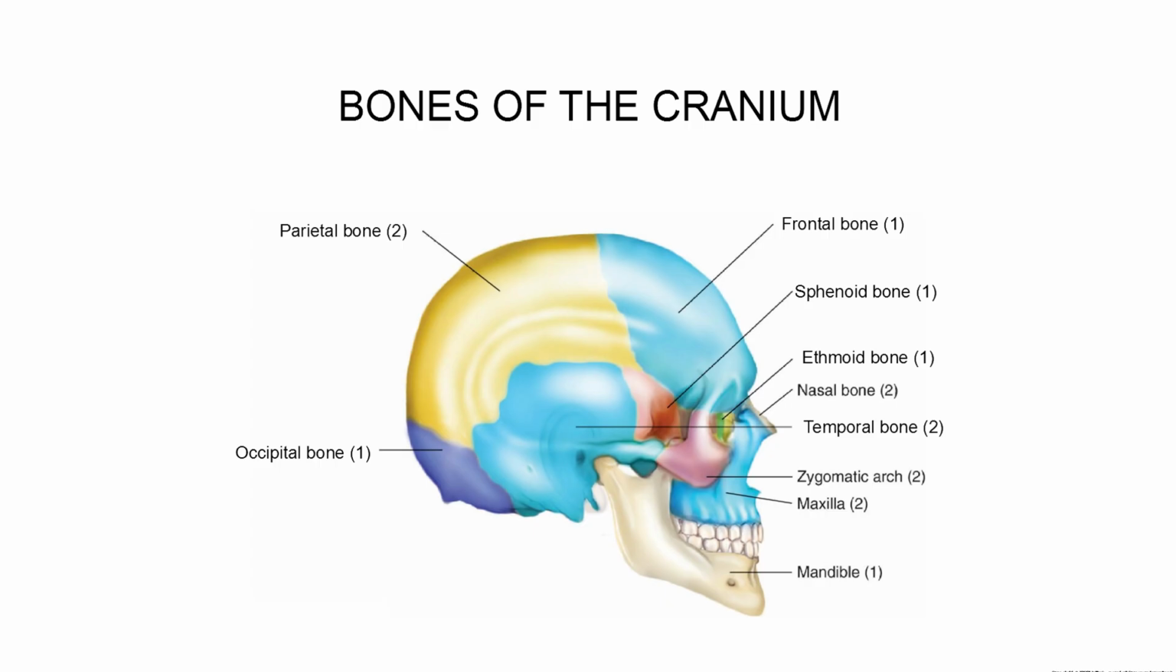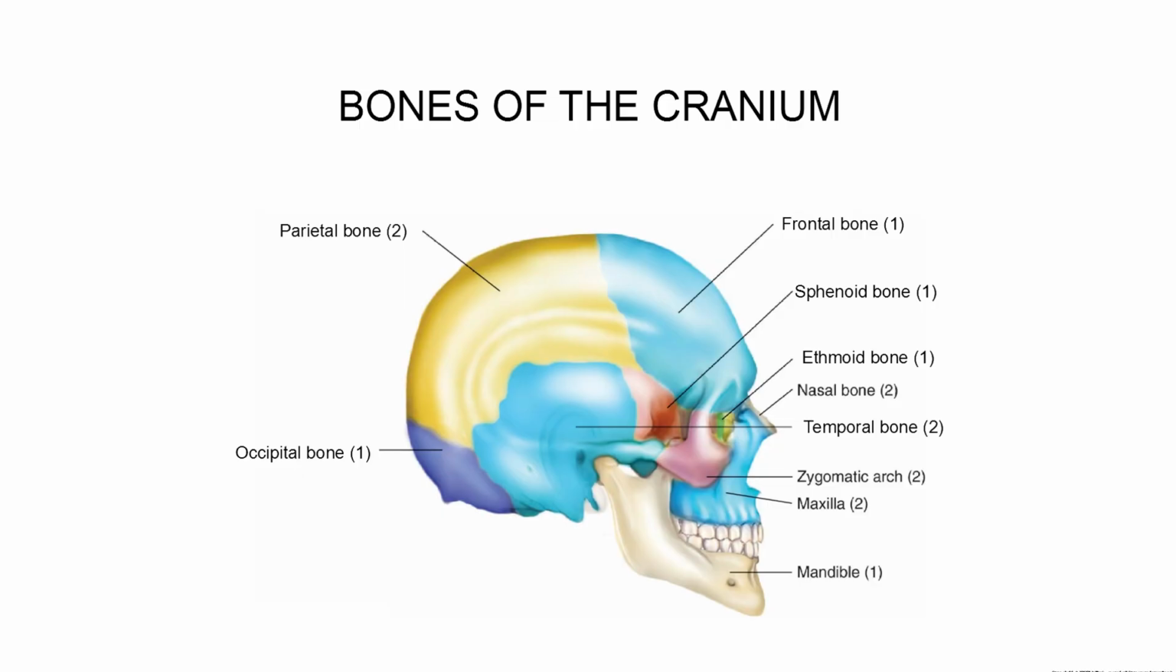Then we have the temporal bone. So whenever you hear us, when we're doing facials, we'll say temple frictions. That's located right here on the side of the face. And then we have the sphenoid bones, which are the bones located on the sides of the eye sockets.